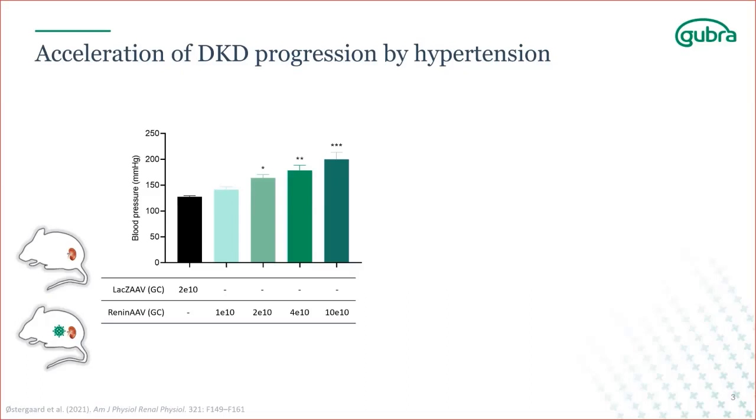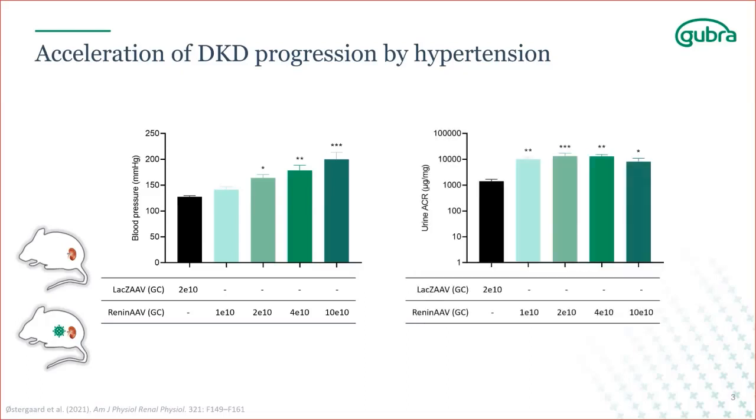It's very nice that we have high blood pressure in a diabetic mouse, but alongside this, we also wanted to look at the kidney damage in these animals, and we used primarily urine albuminuria to investigate this. Here you also see that, at least at the lower doses of renin administration, we see a dose response in terms of albuminuria as well.